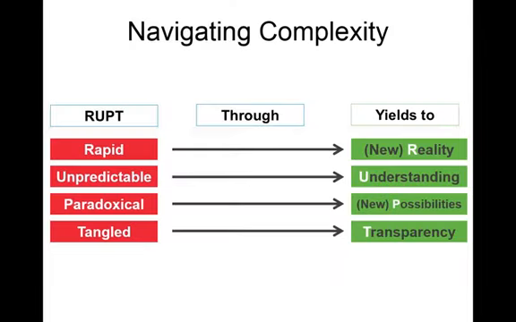So one of the things that we talk about in terms of complexity and turbulence is the word stem rupt, which you'll see in disrupt, interrupt, abrupt. So there's something discontinuous about complexity. And if we take the way we've used this to define complexity, rapid, unpredictable, paradoxical, and tangled, we can get from the rapid nature of change in this complexity, yielding to a new reality.